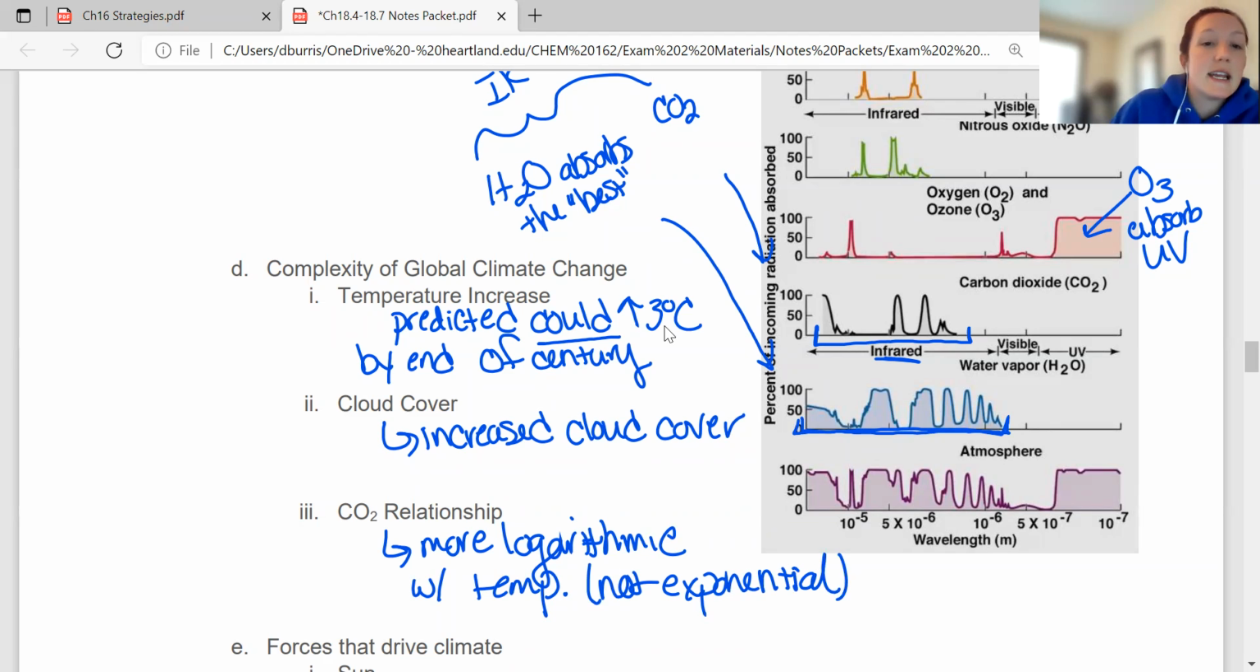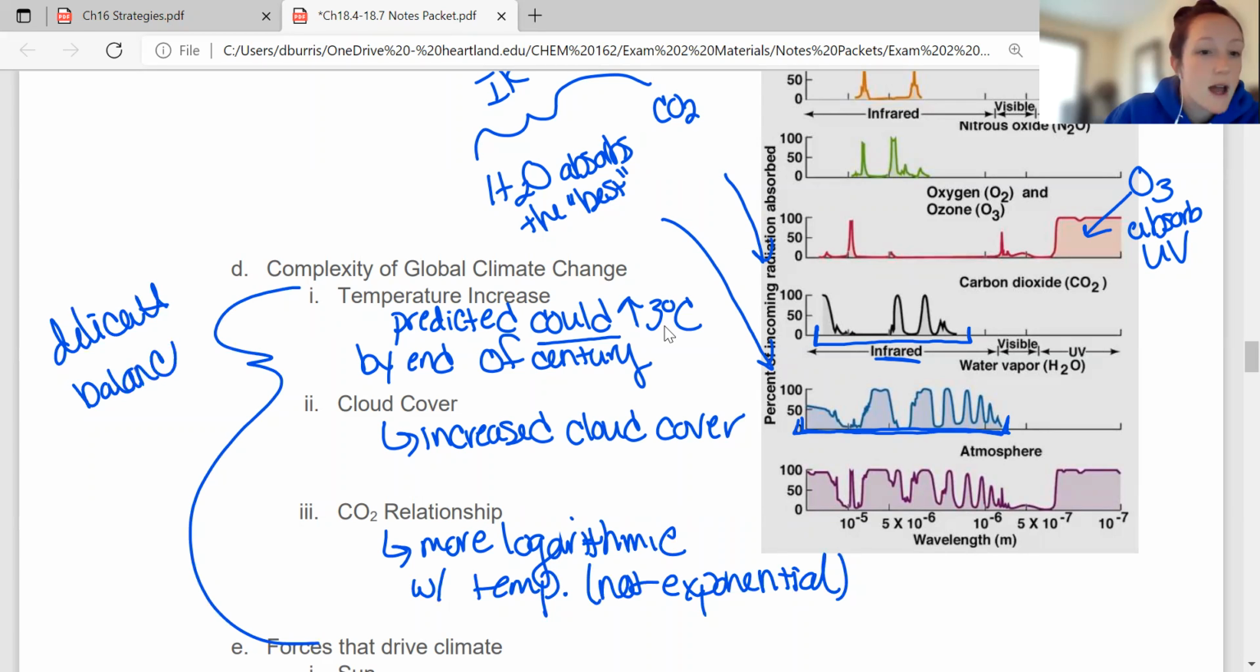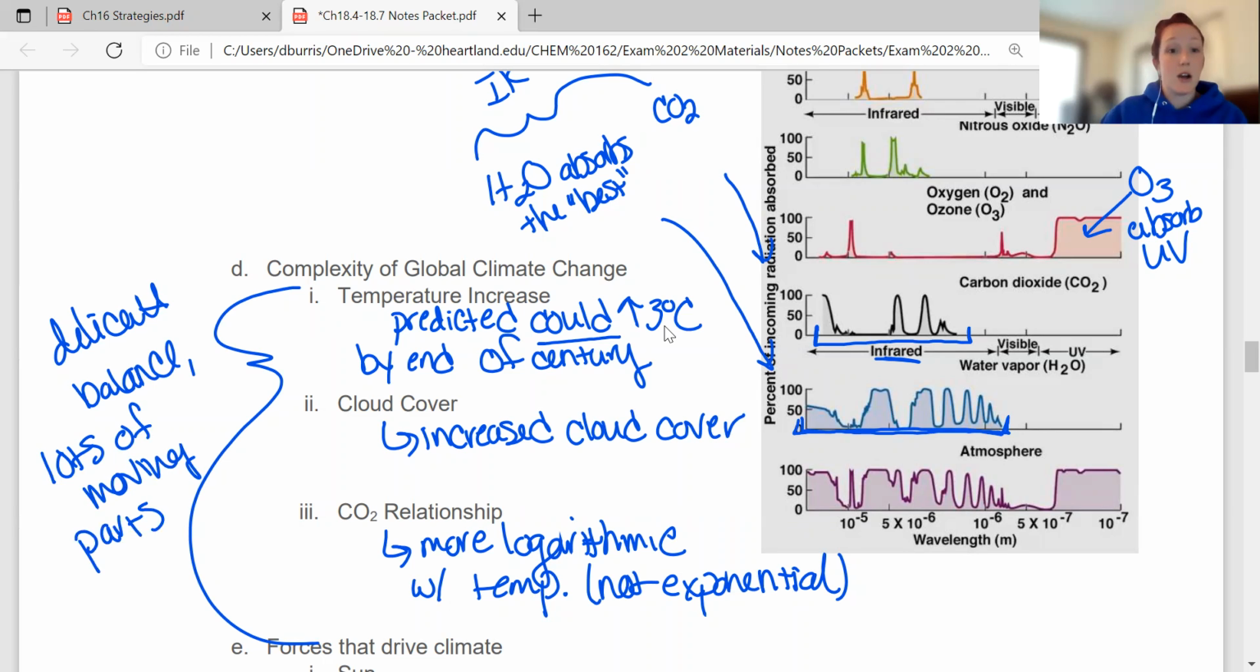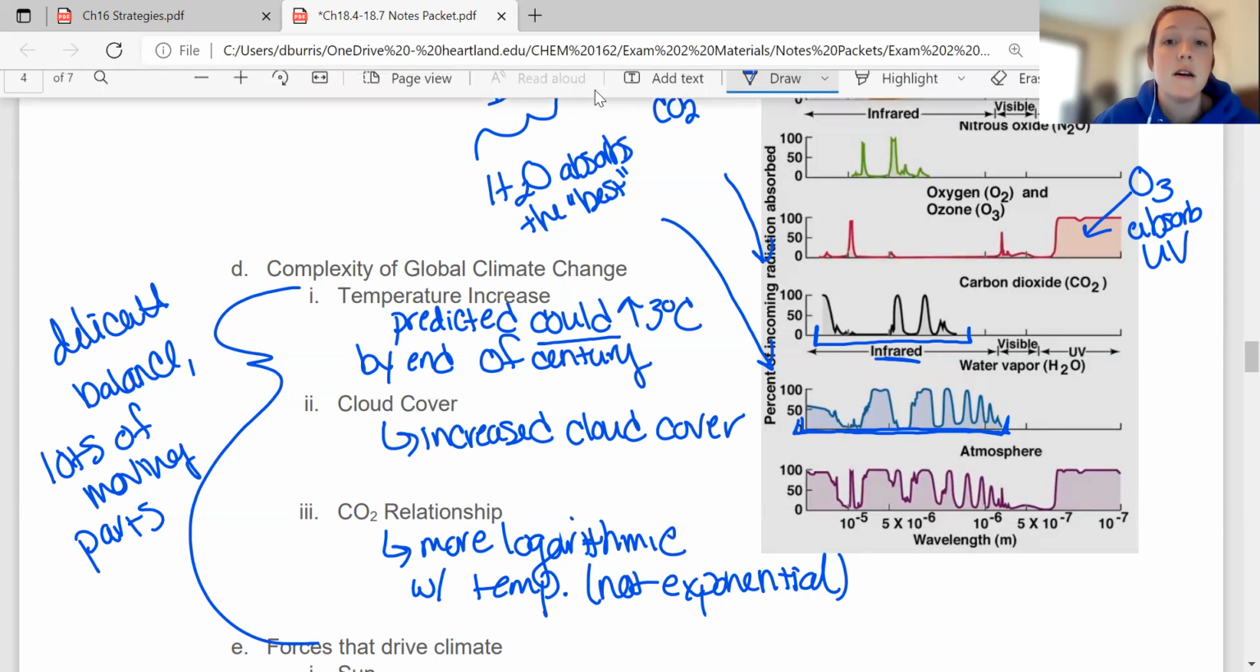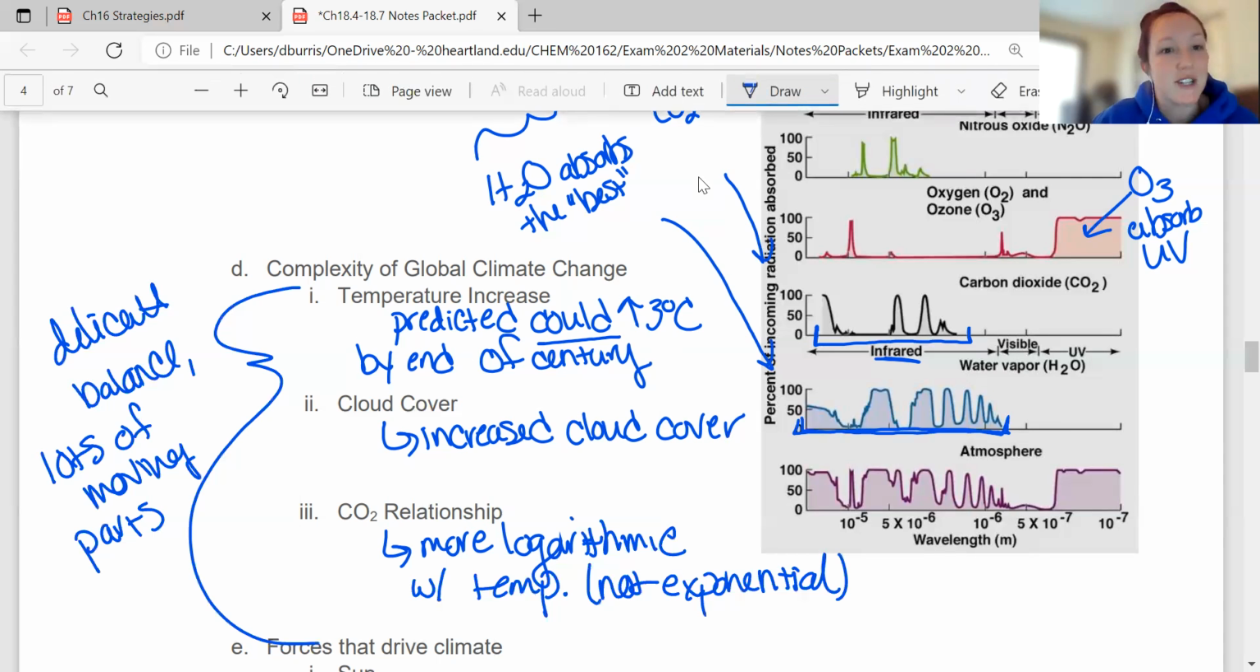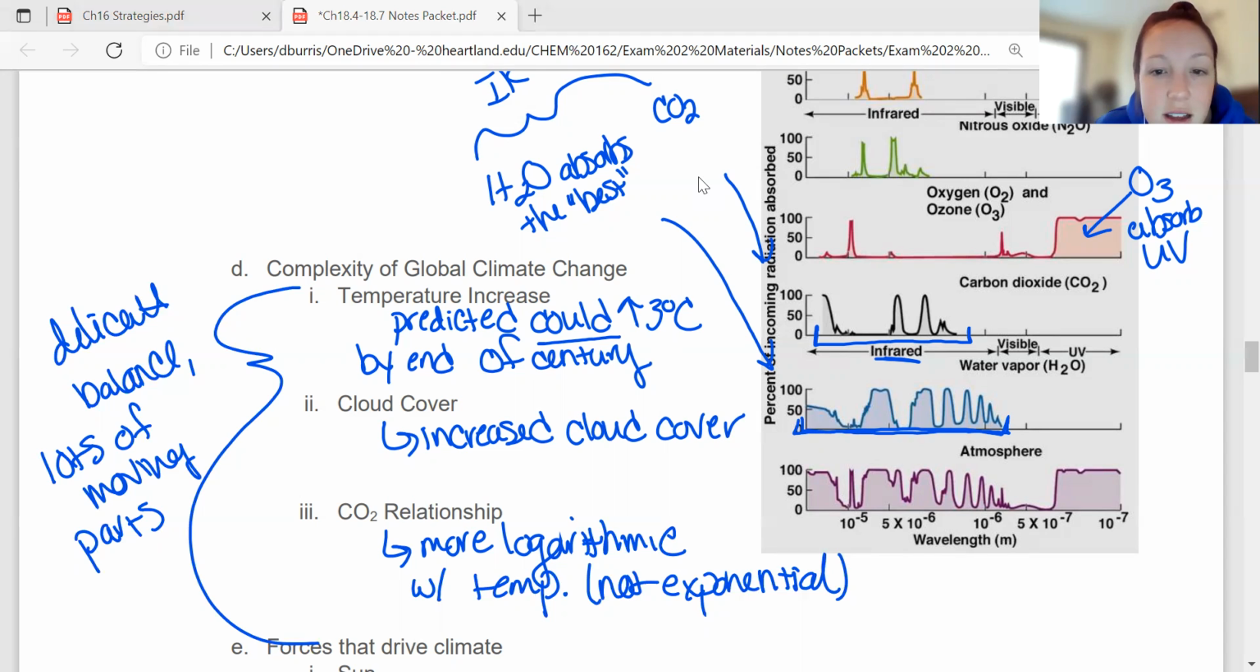Okay, so what I'm really getting at is all of these things and more. It's a delicate balance. There's a lot of moving parts. And yes, climate scientists do take all of these things into consideration, but it's really hard to predict when you have all of these things changing.